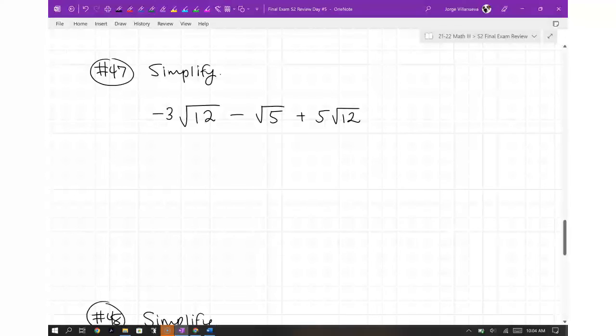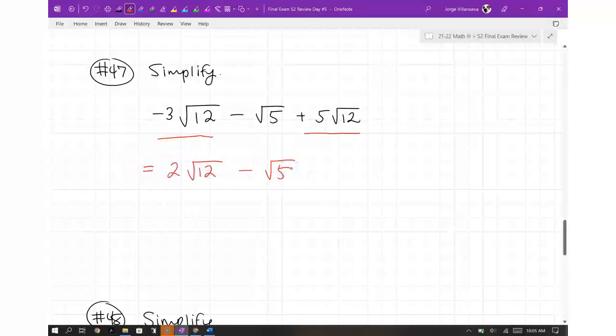Notice I have a square root of 12 and another square root of 12 and a square root of 5. You can combine square roots that have the same radicand. That's what the number inside is called, the radicand. So if they have the same radicand, you can combine them. What I'm going to do is combine this with this first. So negative 3 radical 12 plus 5 radical 12 is 2 radical 12 minus radical 5.